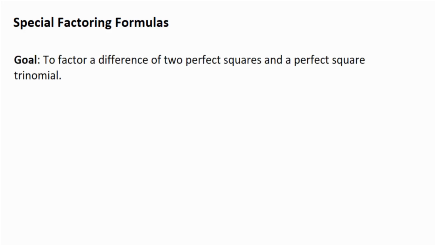Today we're talking about some special factoring formulas. The goal is to factor a difference of two perfect squares and what's called a perfect square trinomial. So there are going to be a couple of special formulas that help us factor these things. So let's talk about the most important of these first. The difference of two squares factoring formula.